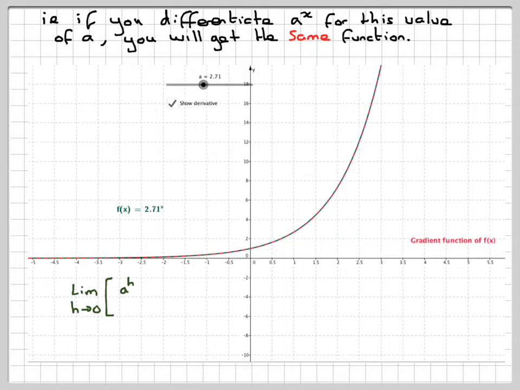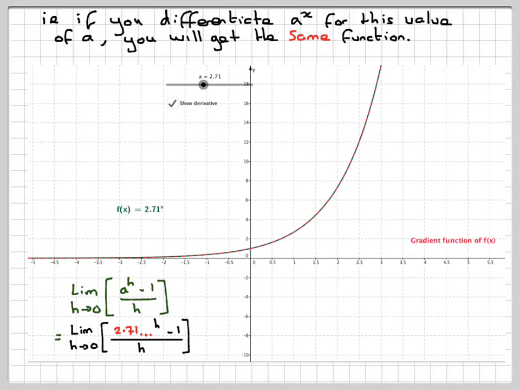So the limit as h goes to 0 of a to the h minus 1 over h is going to be the limit with 2.71 and a bit more to the power of h minus 1 divided by h. If you put that into your calculator using a value of h very small, something like 0.000001, you will see that this will approach 1, not 0.